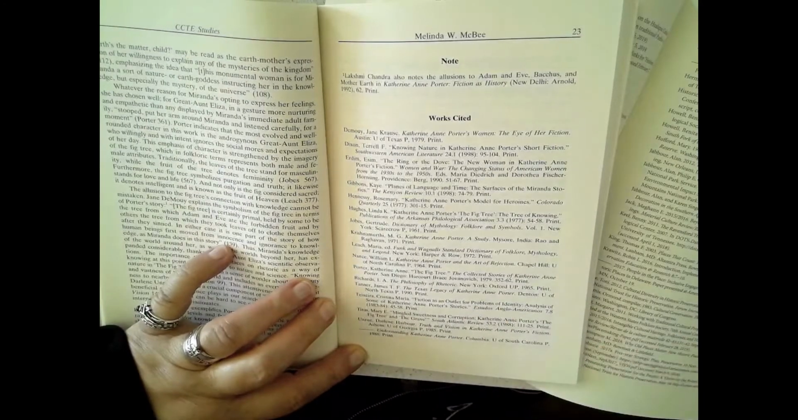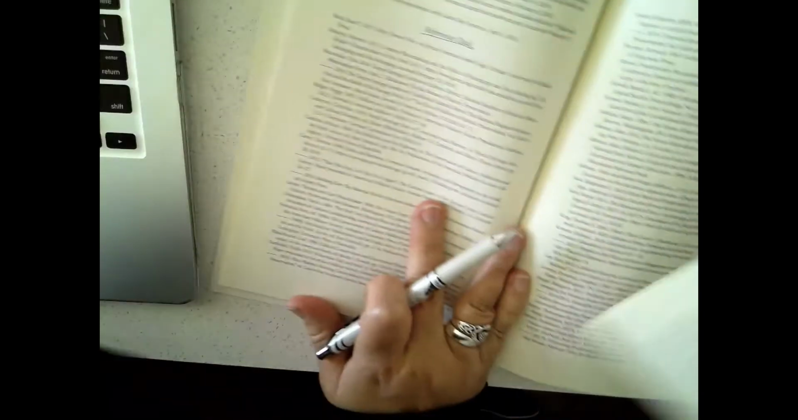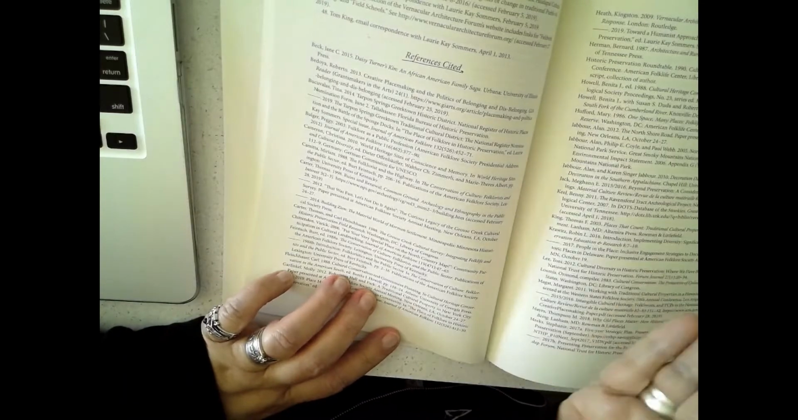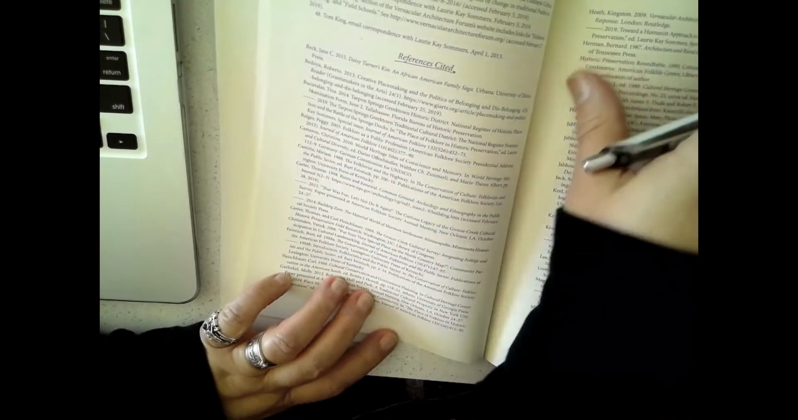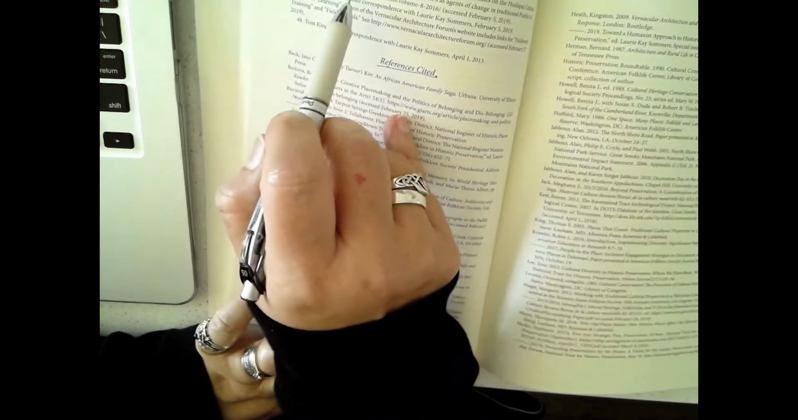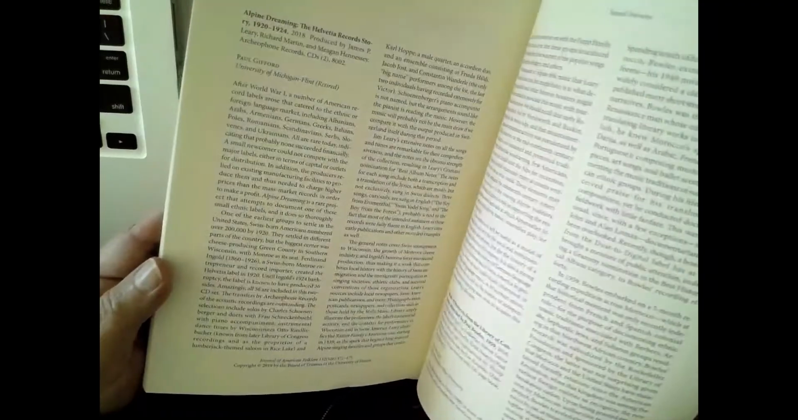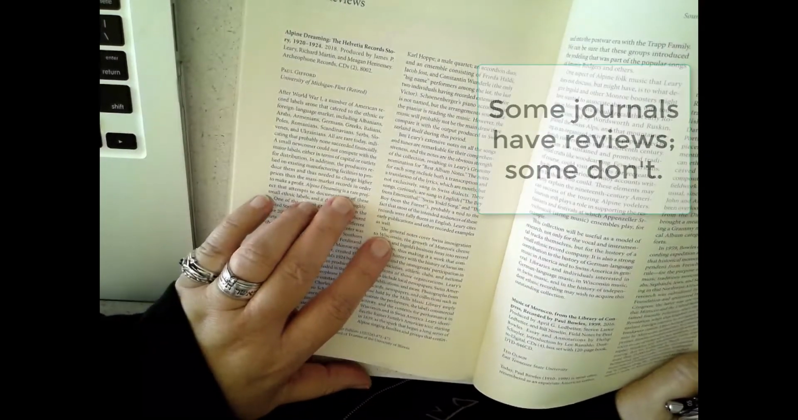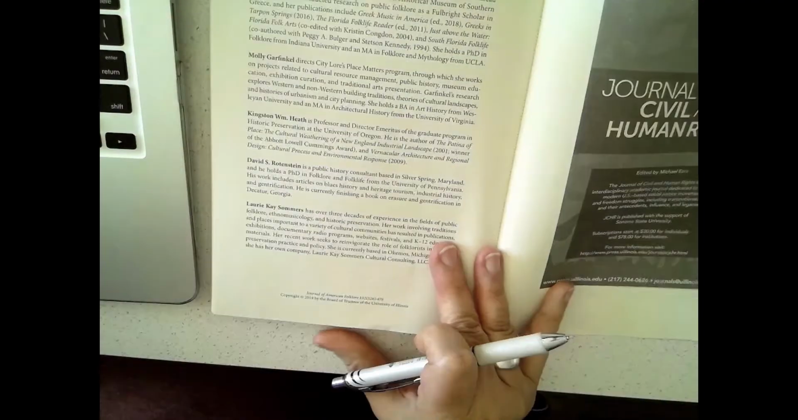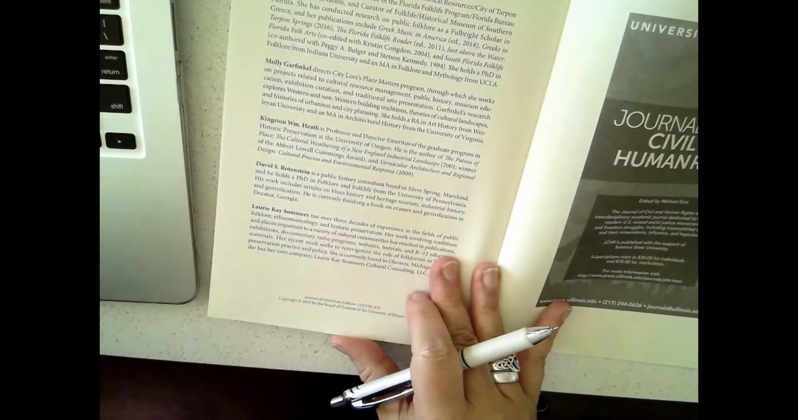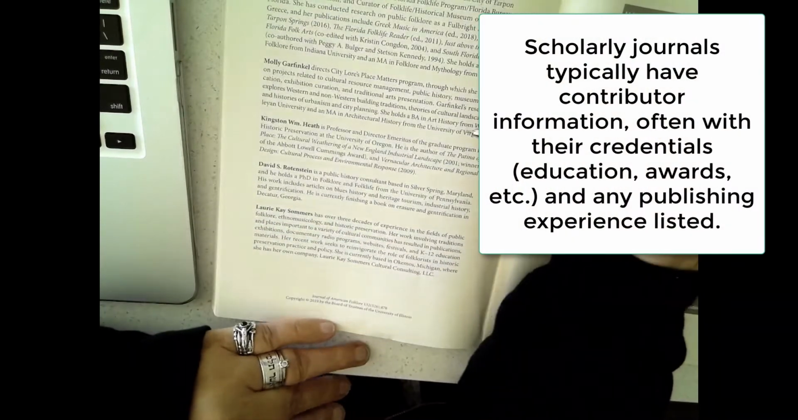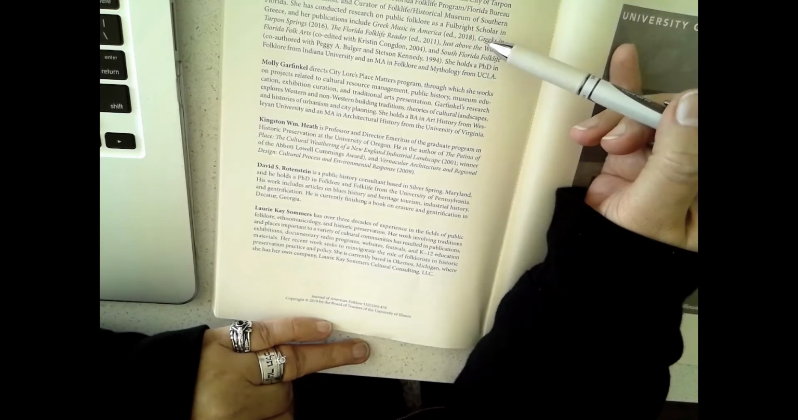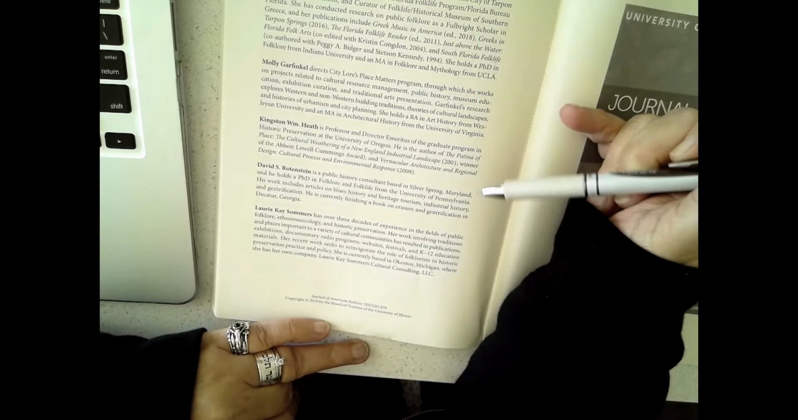Works cited, references cited. You might see the word bibliography instead. They mean the same thing. Basically, this is all the scholarship that the author of this article has used, and they are giving credit. Some journals will have reviews and some will not. Journal of American Folklore definitely has reviews, and many other journals have this too. Information about contributors gives more background information about them, any awards they've won, like Tina Bukovalis is a Fulbright Scholar, any publications they have, anything like that.